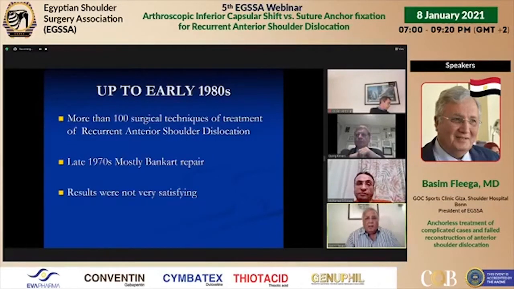Up to the early 80s, there were more than 100 surgical techniques of recurrent anterior shoulder dislocation. In the late 70s, it was crystallized on Bankert repair, but the results were not very satisfactory.